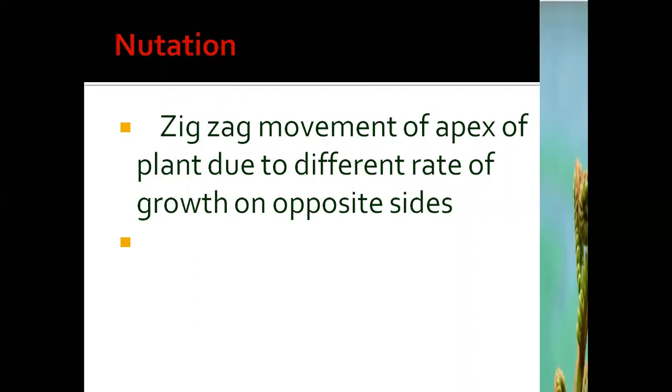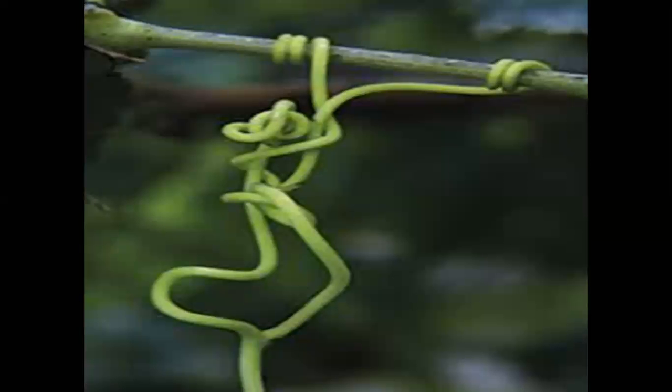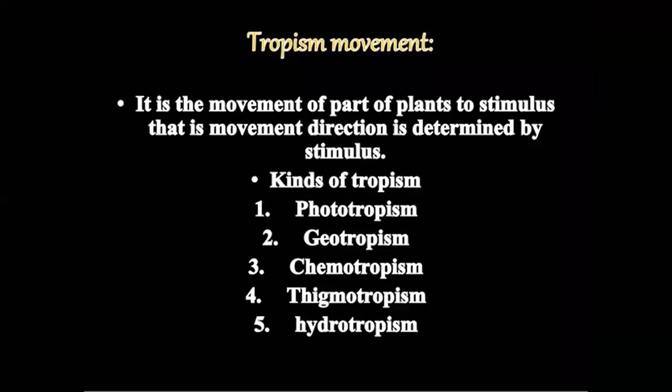Nutation is a zigzag movement of the apex of a plant due to different rates of growth on opposite sides. You can also see the nutation of the tendrils. Now the tropic movement. Tropic movement is the movement of a part of a plant to a stimulus that is directional. It is a type of paratonic movement.